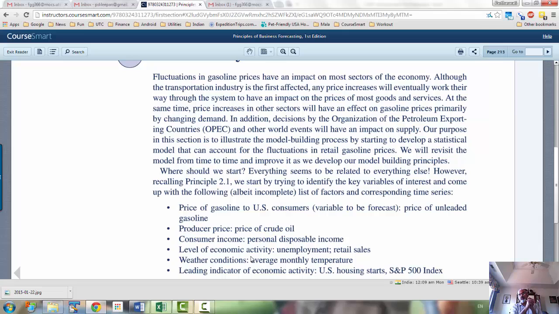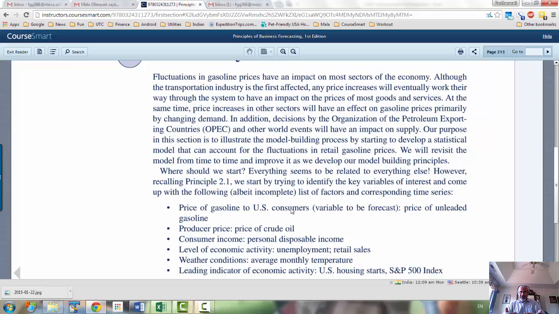Now in this chapter, since we are only looking at one influencing factor, one explanatory factor to define the values of Y, we look at only one X variable, which is the producer price of crude oil. So we will have gasoline price as the dependent variable Y and the producer price of crude oil as the X variable.